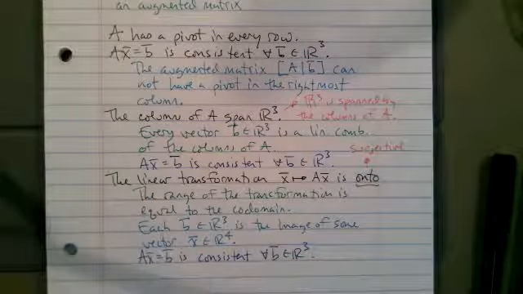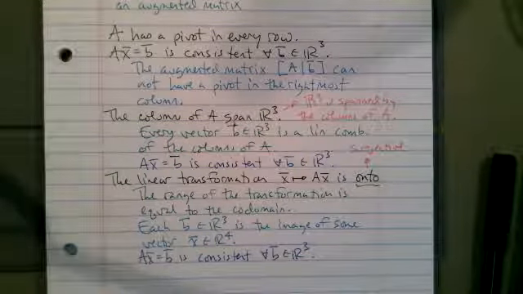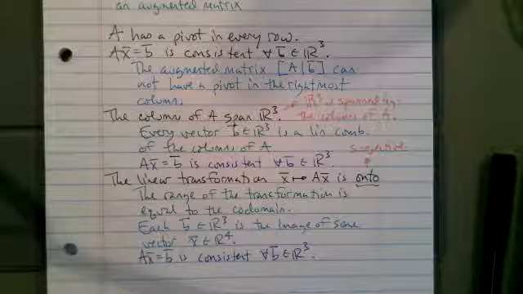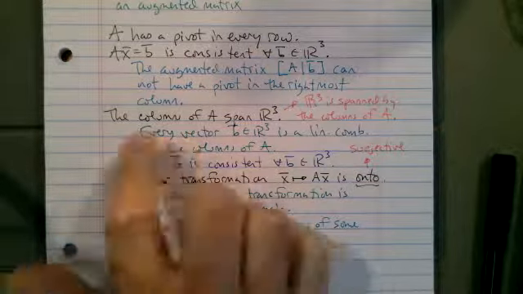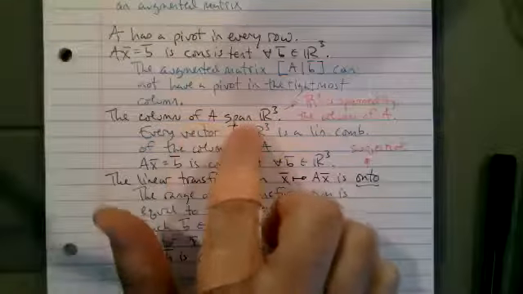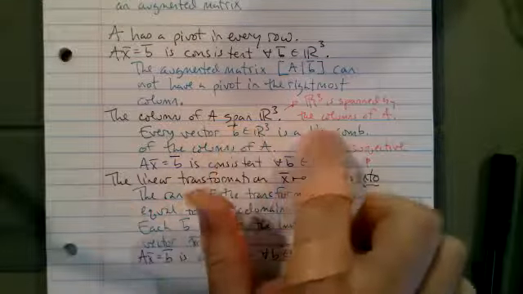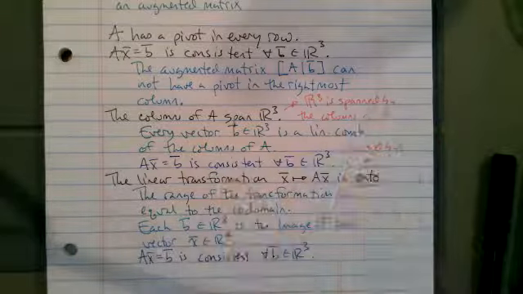In this case, we're saying the same thing. Grammatically, this is the same thing. The columns of A is what's doing the spanning. R3 is being spanned by the columns of A. So it's the columns of A that's performing the action of spanning.